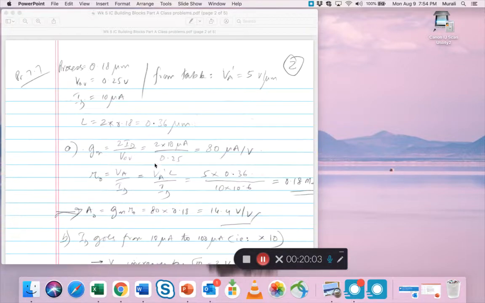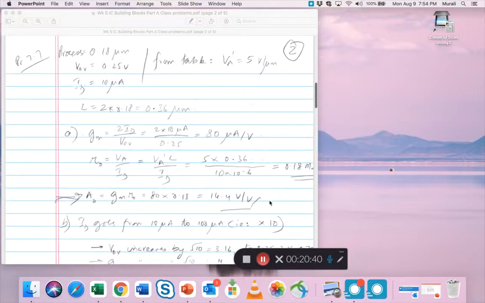So gm can be calculated like this as 80 microamps per volt. Remember that, it's micro. Similarly, ro is this formula, and that comes out to be 0.18 megaohms. So the intrinsic gain gm times ro, 80 into 0.18, the micro and the mega cancel, so you get 14.4 volts per volt. Pretty low number for the gain.